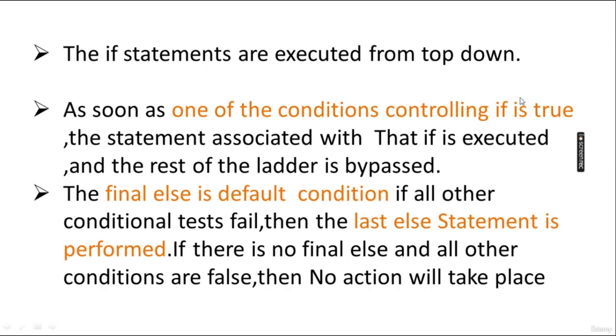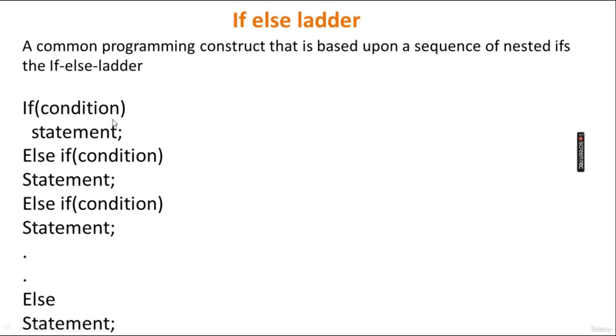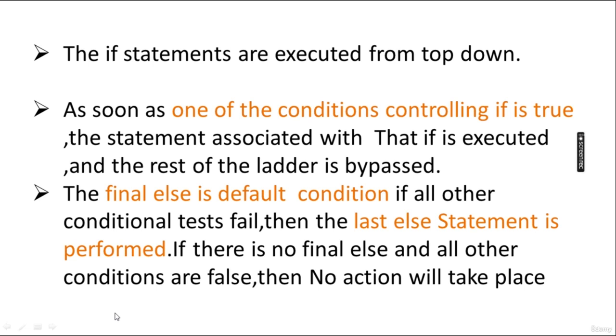The if statements are always executed from top to down. As soon as one of the conditions controlling an if is true, the statement associated with that if is executed immediately and the rest of the ladder is bypassed. So for example, if this condition is true, statement 1 will be executed and whatever is written after this will be bypassed. If this else if condition is true for your particular variable, this statement will be executed and all the remaining will be bypassed. So as soon as one condition is true, all others are automatically bypassed.